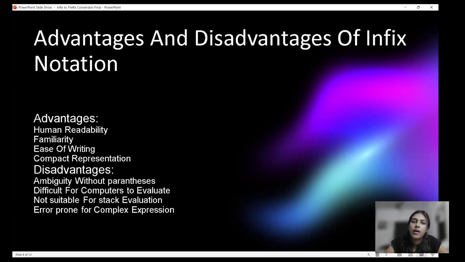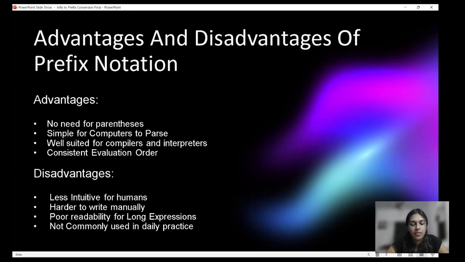Now we will see the advantages and disadvantages of a prefix notation. The advantages of a prefix notation: it does not need parentheses. It is suitable for computers. It is well suited for compilers and interpreters, and it has a consistent evaluation order. So a prefix notation is easier for computers to understand, hence it is easier to evaluate and it is suitable for compiling any given program.